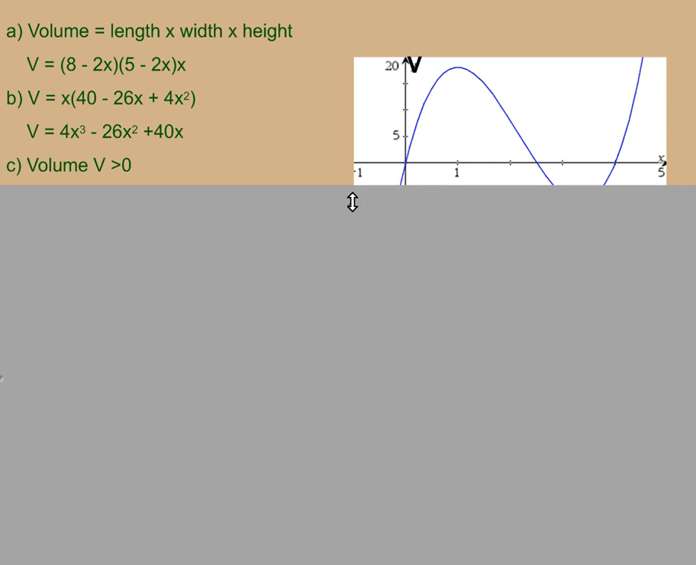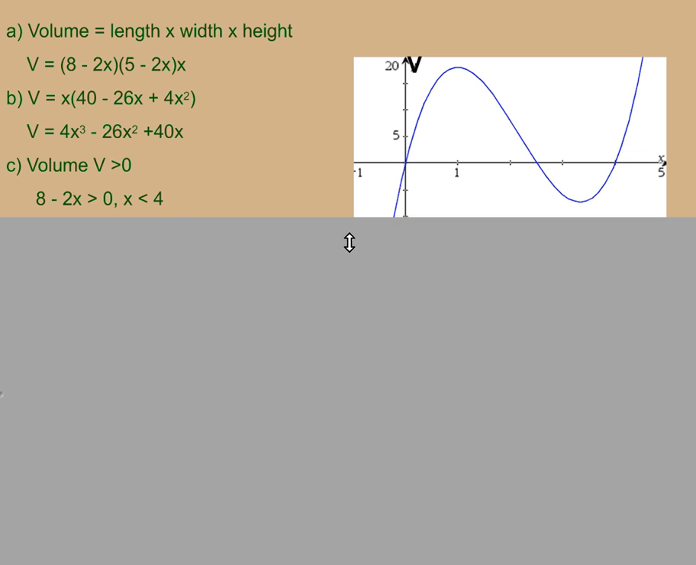Now, just on the right here, we see what the graph of that looks like. So we can see that obviously if X is less than 0, we have a negative volume. So that's going to be one constraint of the X, that it has to be a positive value. And we can see that it rises to a maximum value at some point. It's back to 0, and then we have negative volume again before it becomes positive.